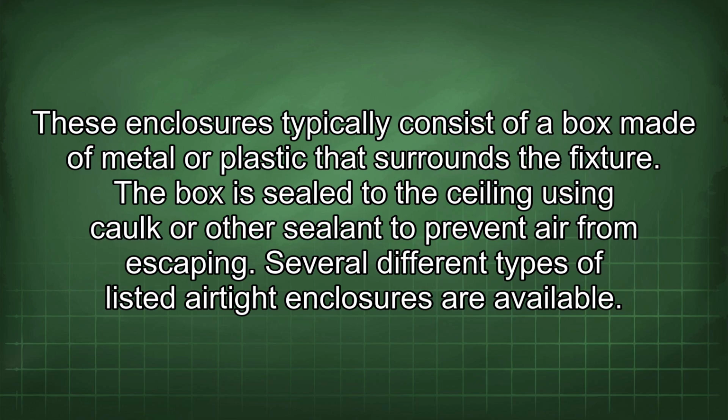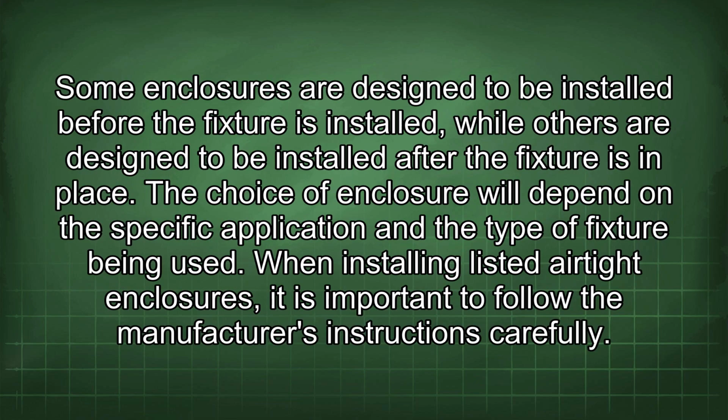These enclosures typically consist of a box made of metal or plastic that surrounds the fixture. The box is sealed to the ceiling using caulk or other sealant to prevent air from escaping. Several different types of listed airtight enclosures are available. Some enclosures are designed to be installed before the fixture is installed, while others are designed to be installed after the fixture is in place. The choice of enclosure will depend on the specific application and the type of fixture being used.